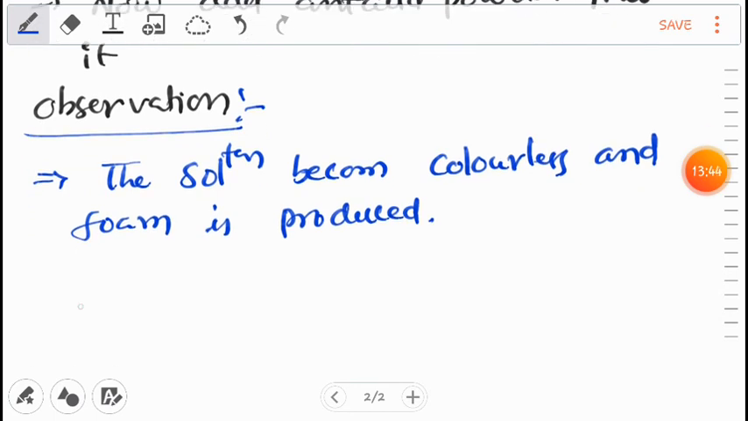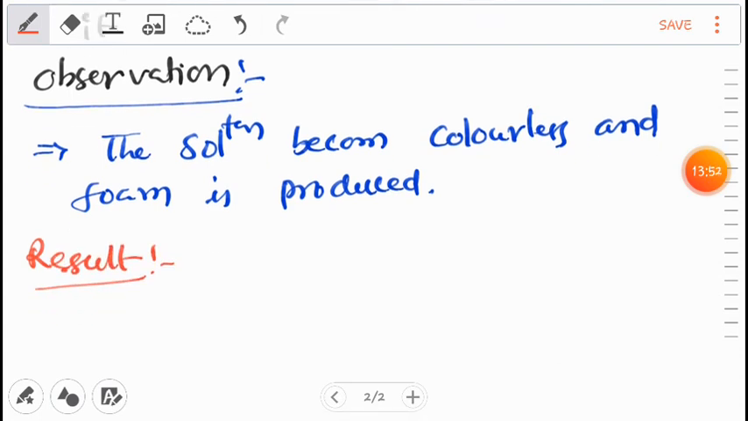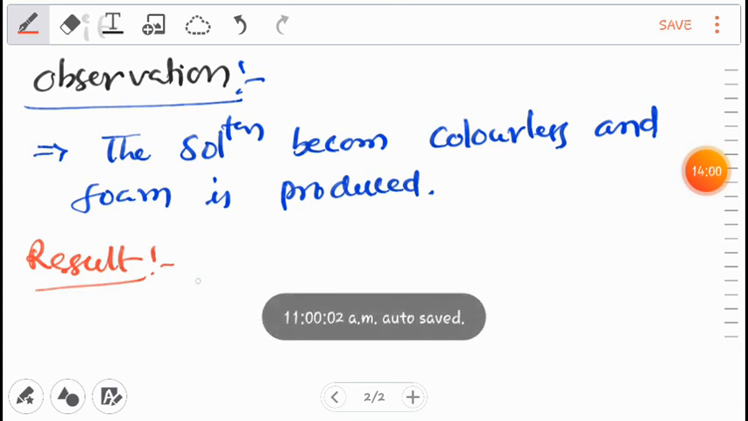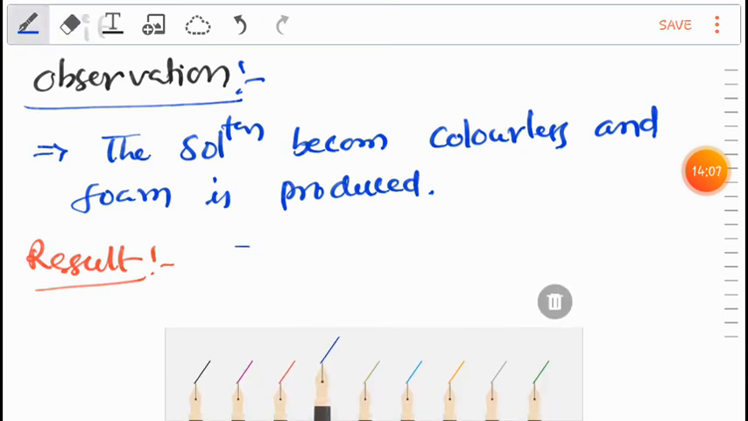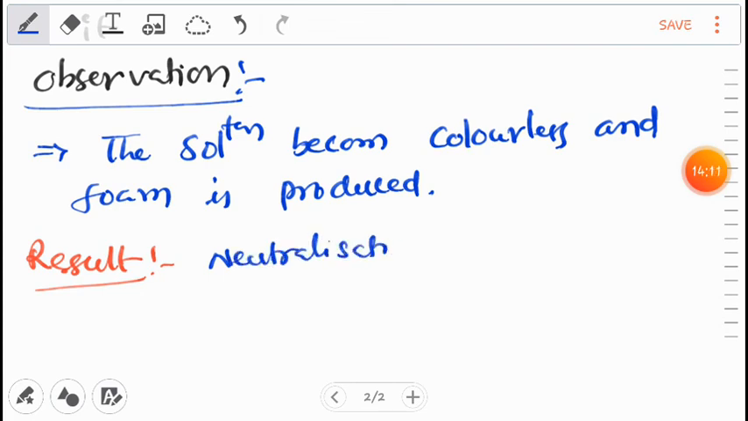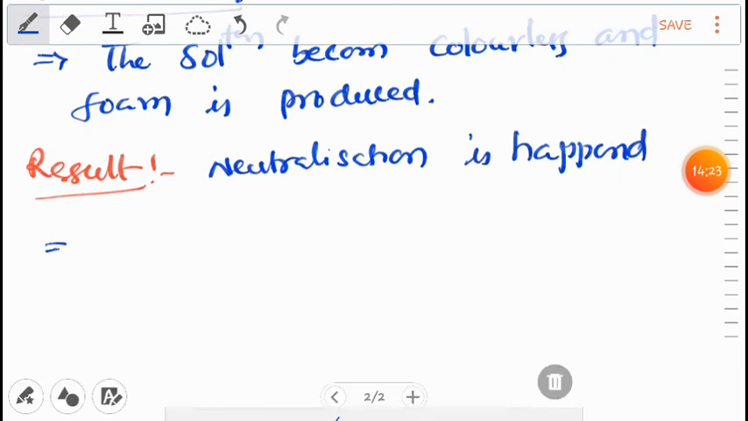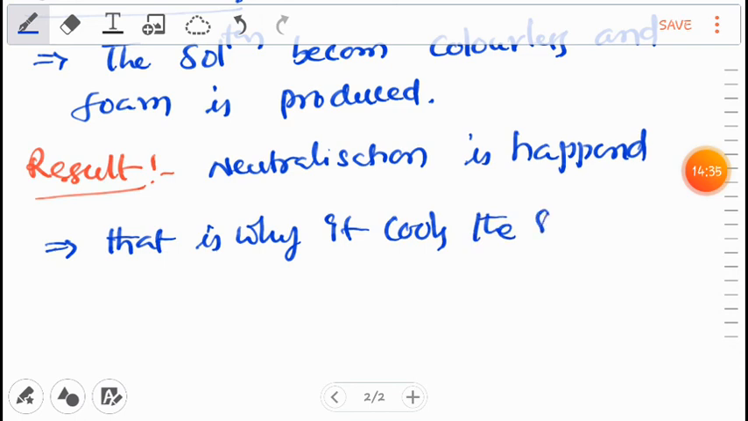Then we can write the result. The result is: there was an acid and we added a base, so neutralization takes place. Neutralization has happened. That is why it cools the stomach. So this is the experiment.